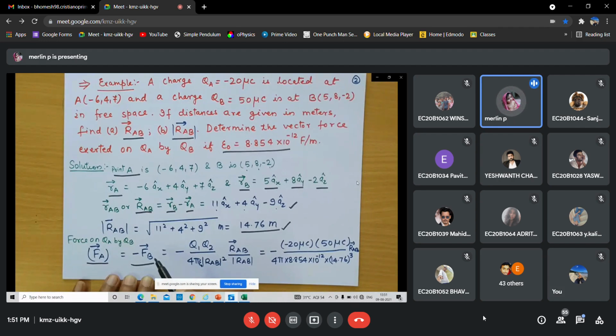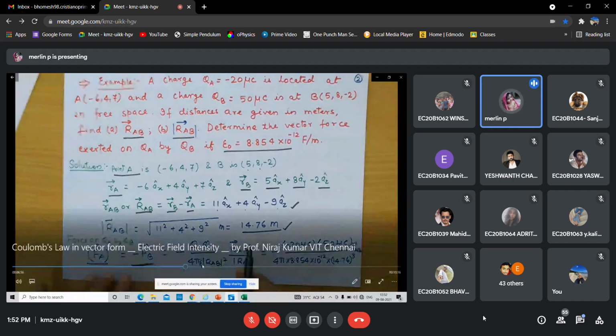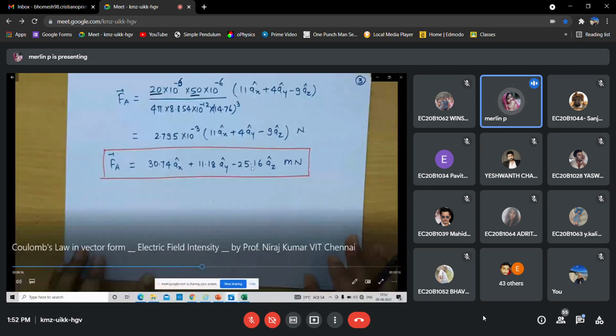Okay, then how will you calculate? Q1, Q2 charges are given, divided by 4 pi epsilon naught, value you know, 8.854 into 10 power minus 12, and then RAB square, we have found out the magnitude. Since RAB square will be there, here also another RAB vector divided by modulus of RAB is there, so you have to cube: RAB square into RAB means RAB cube. Then RAB vector, you have the vector in AX. So that's how you have to substitute, and then you will get the force value in the vector form.